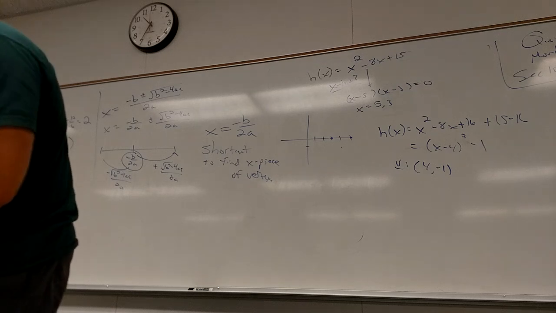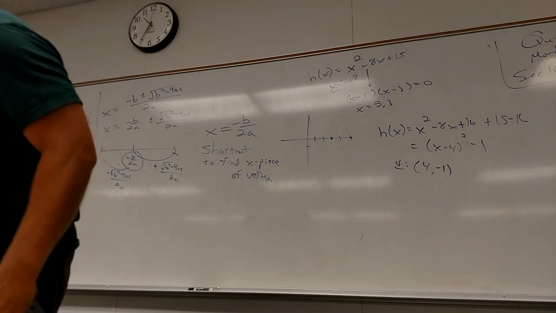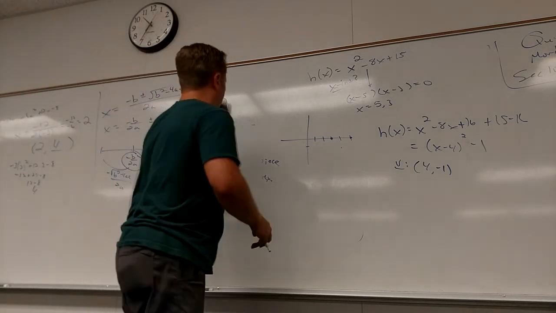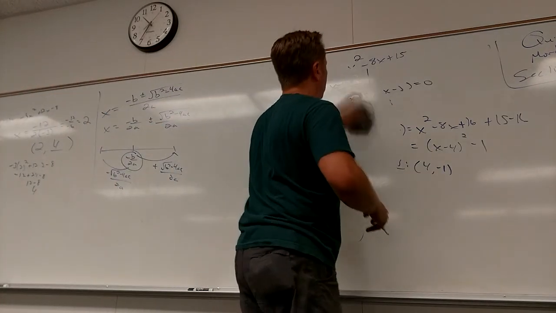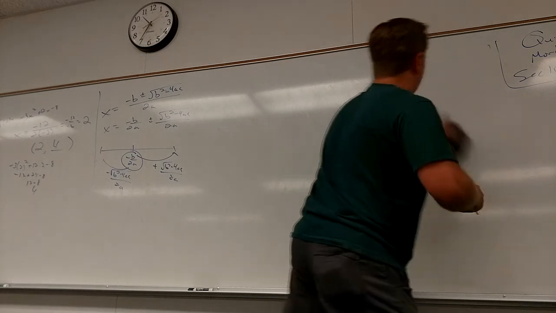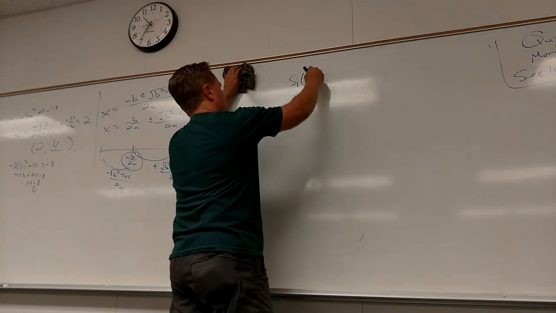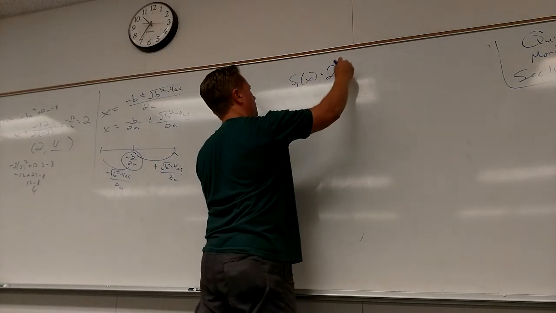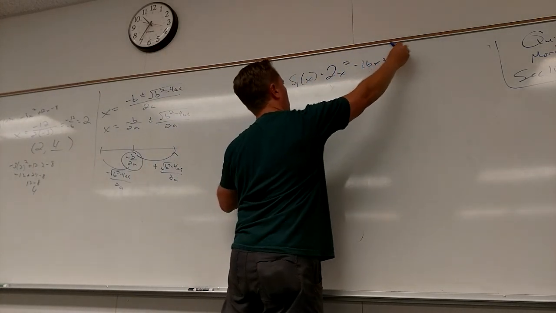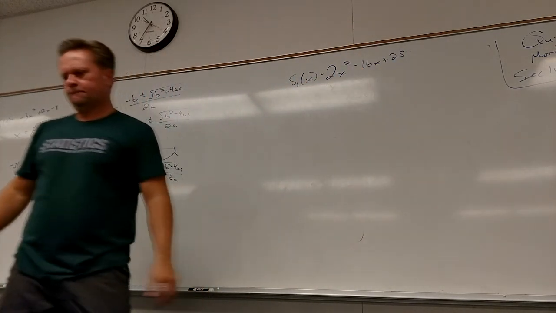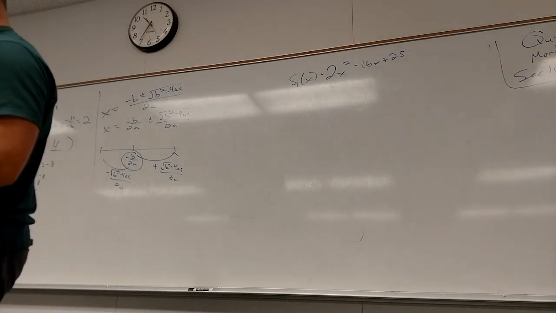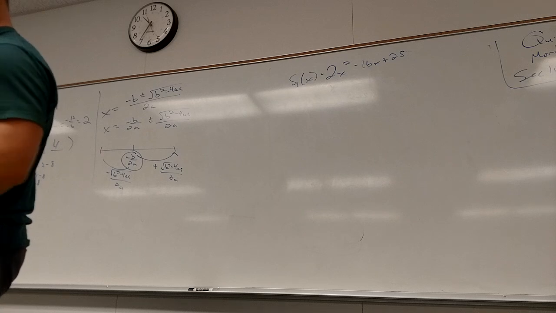Okay, so here, find the vertex. Oh, I just took it away. Well, you hopefully wrote that down. Find the vertex for this. This is on that sheet: 2x squared minus 16x plus 25, right? Find that vertex.